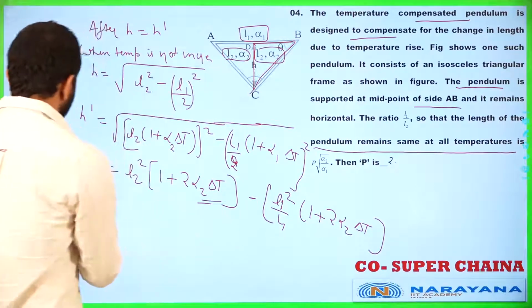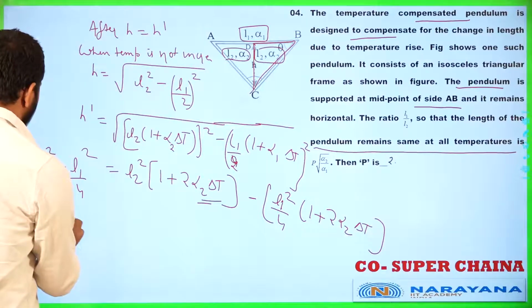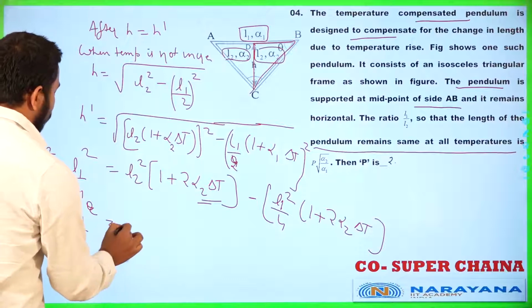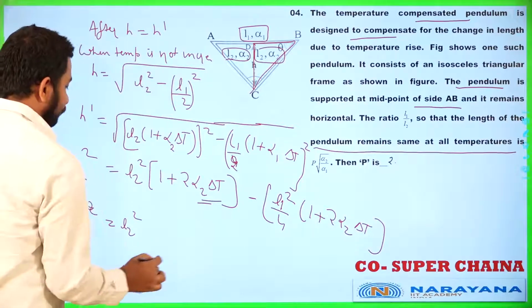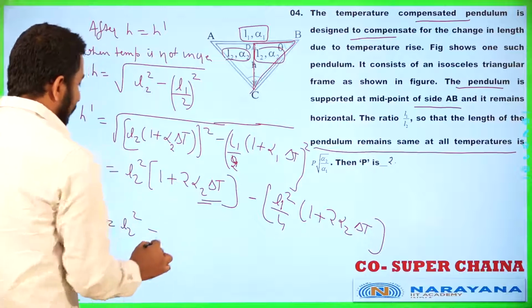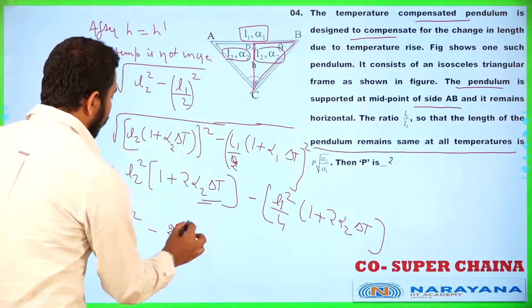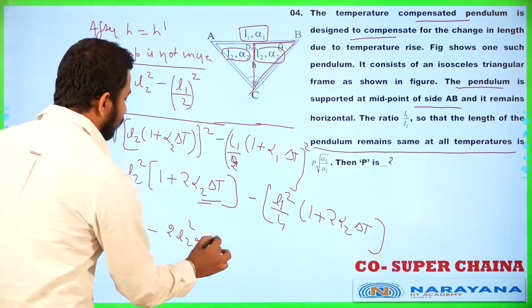So if I simplify this, I can write L2 square minus L1 square by 4 will be equal to L2 square minus 2 L2 square alpha 2 delta t.